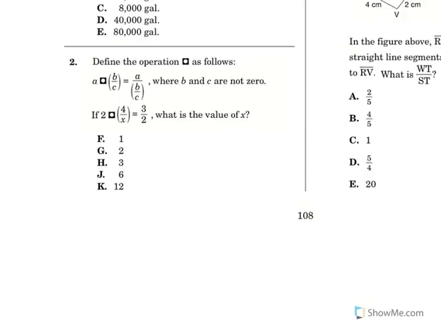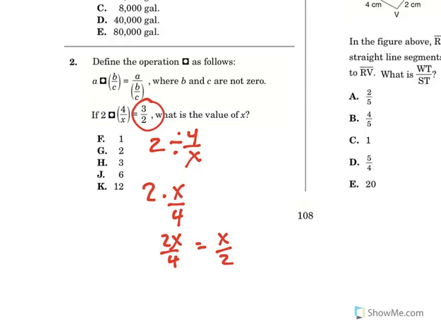For the second one, it says that this operation is basically just division. The B divided by C doesn't really mean anything; it's just division. So this symbol means division. It's 2 divided by 4 divided by x. We know that we multiply by the reciprocal, so really we get 2x fourths, which is going to be x halves. So x halves is equal to 3 halves, and there's really not any work to do here. We can conclude that x is equal to 3.